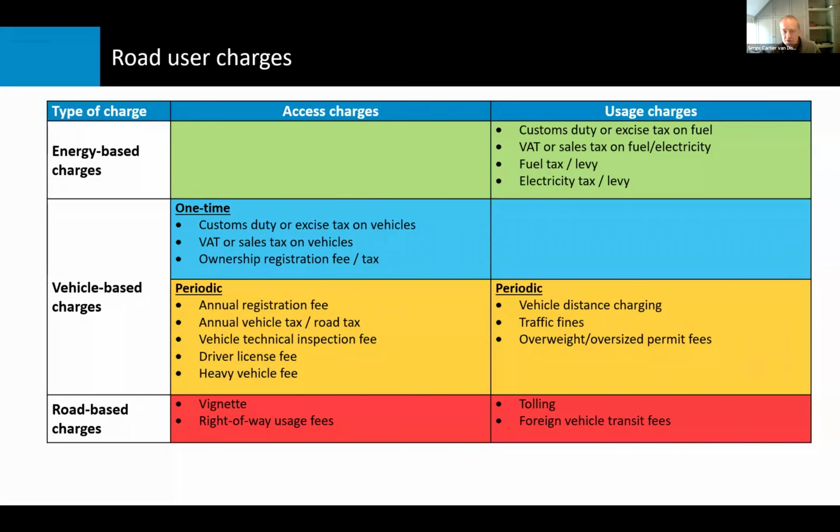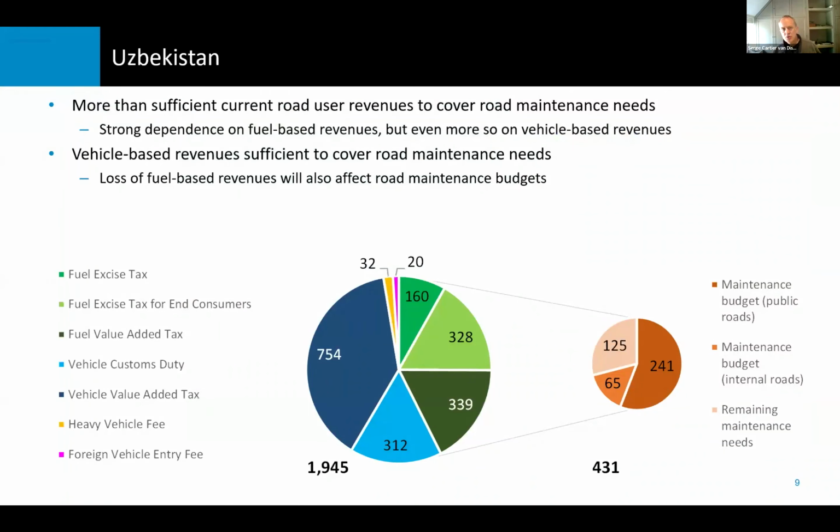And road-based charging, the most well-known is, of course, tolling, which is a usage charge. The more you use a certain tolled road, the more toll you pay. But for instance, you also have the vignette, which you pay once, and that gives you unlimited access to a certain road network. So the colors used here are mainly so that we can recognize them in the following graphs. So I'll go quickly through a couple of countries just to show the variety that exists and how different countries will be affected in different ways. So the first is Uzbekistan.